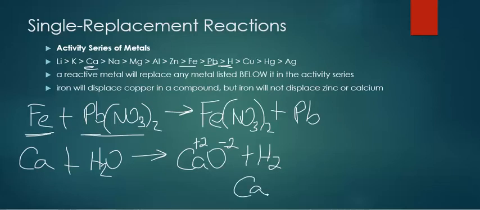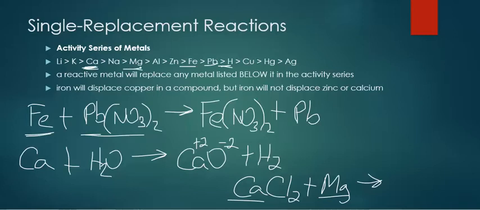Look at one more example, CaCl2 plus magnesium. Okay, again, compare activities. This time, calcium and magnesium. Here's calcium, here's magnesium. Well, magnesium is less active than calcium, so magnesium will not switch. No reaction will take place. So it is possible to get nothing happening with a single replacement.